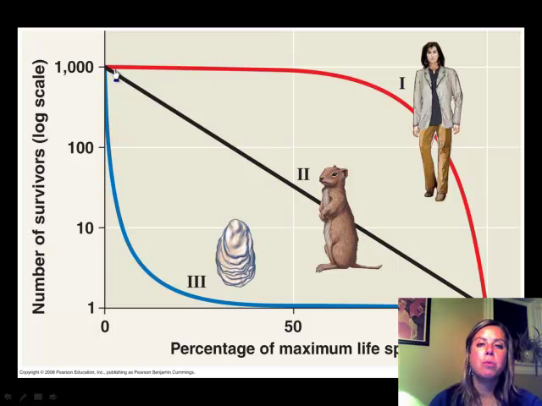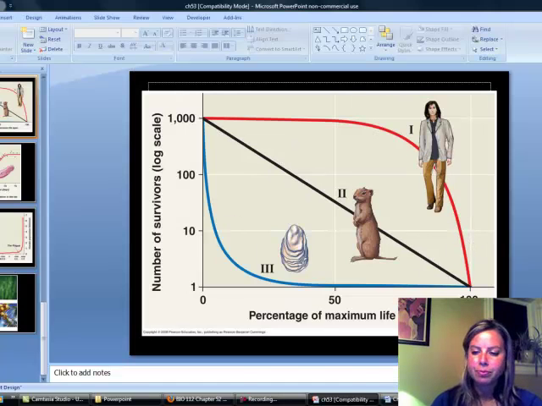And then type 1 is what humans are. We have a pretty awesome chance of survival early on in life, and it's only when we get to the end of our lifespan that we start dying off. So those are the 3 types of survivorship curves that we have.